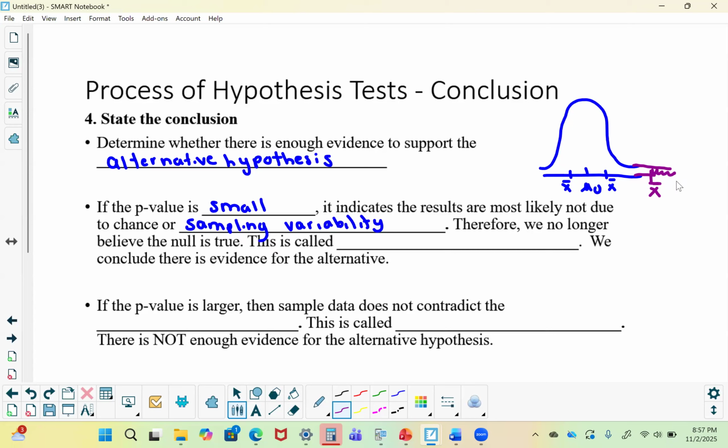And so if my sample mean is a lot larger than my null value, or a lot smaller than my null value, and that probability is really, really small, it gives us evidence to believe that the population mean we thought it was is not right. We don't believe it's true, and this is called rejecting the null, or rejecting the null hypothesis. When we reject the null, we're saying we don't believe this null value is really true anymore, and we think there is evidence that the alternative is true.